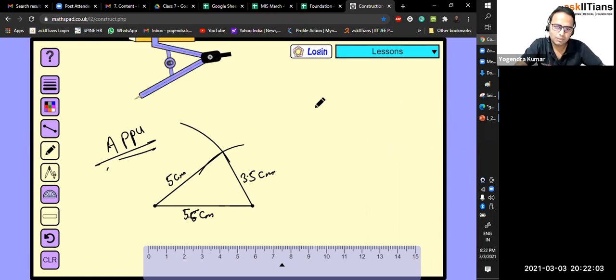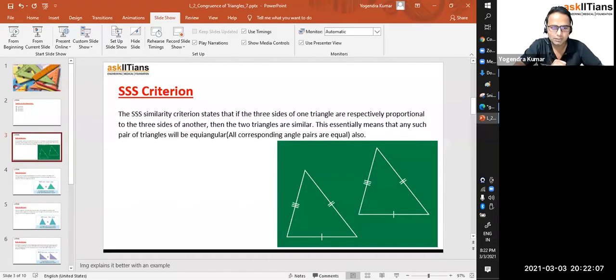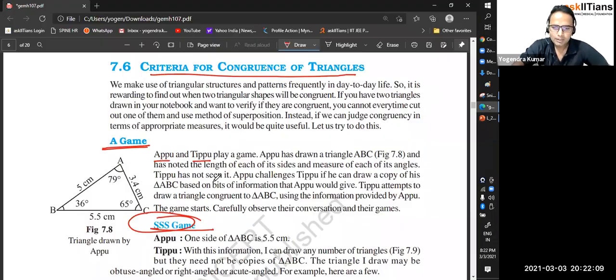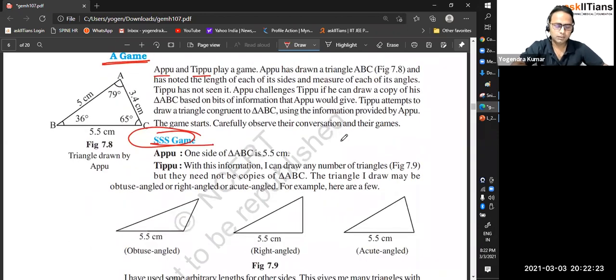Now Tipu is there. Tipu will do some work. Okay, let's see here what they're saying. Now Appu has done this work. Now Tipu attempts to draw a triangle congruent to triangle ABC using the information provided by Appu. The game starts. Carefully observe the conversation and their game. So Appu gives one side, this much.